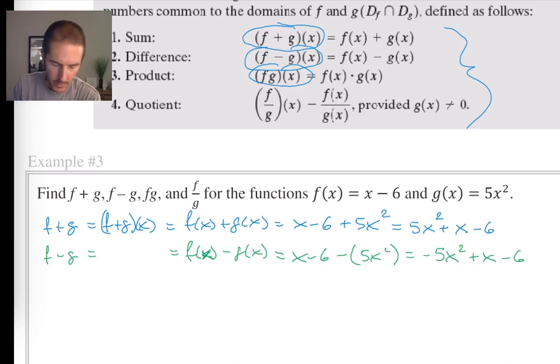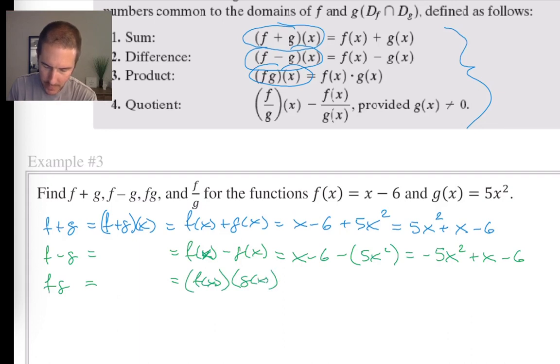When we find the product of these two functions, f times g, we will be doing exactly that. We're going to take our f of x function, and I will be putting it in parentheses, and we'll multiply it by g of x. So let's do that. In our first set of parentheses is the x minus 6. Second set of parentheses is the 5x squared.